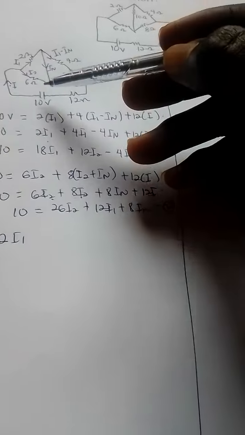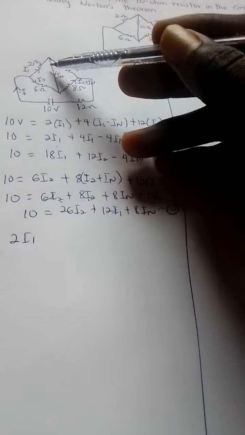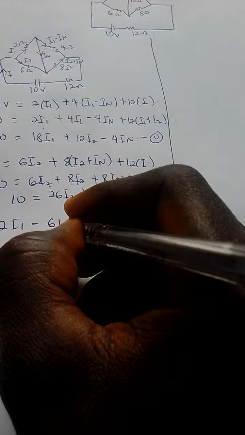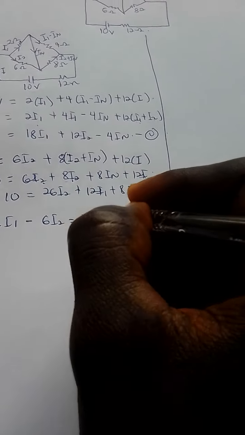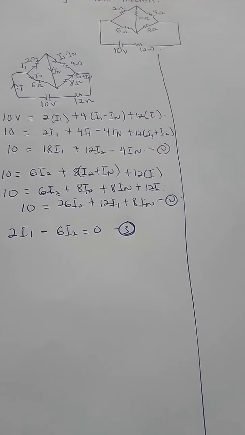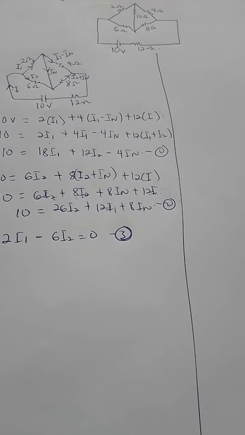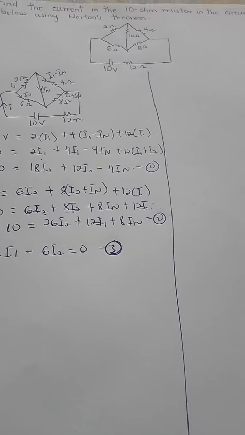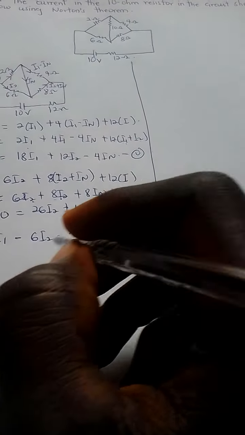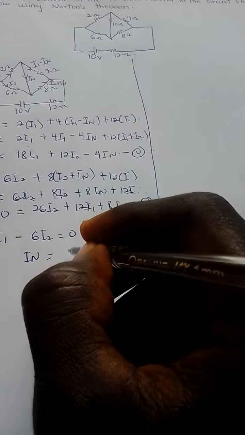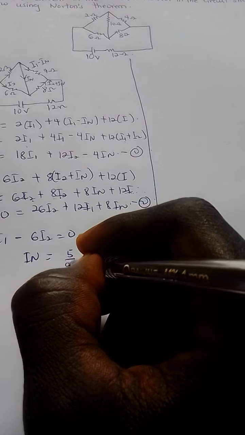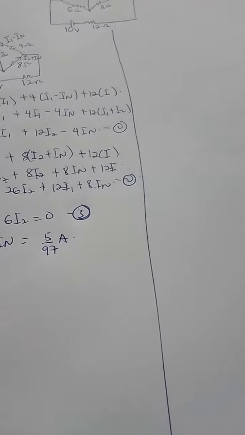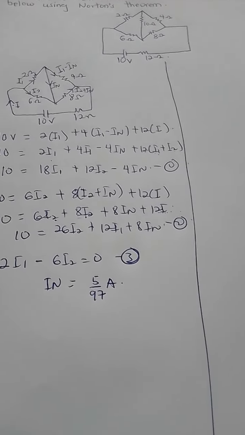When I come down here, you see that i2 is coming down. So taking this loop, it will be against it. So you get 2i1 minus 6i2 equals 0 as equation 3. You simply punch this into your calculator and you get the values for I1, I2 as well as your IN. From simplification you get IN equal to 5 over 97. That is going to be your IN, 5 over 97 amperes.